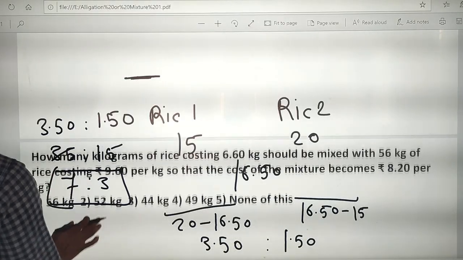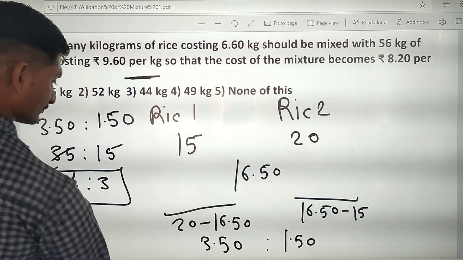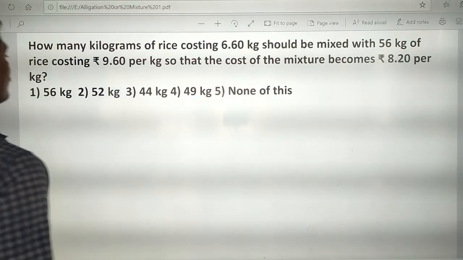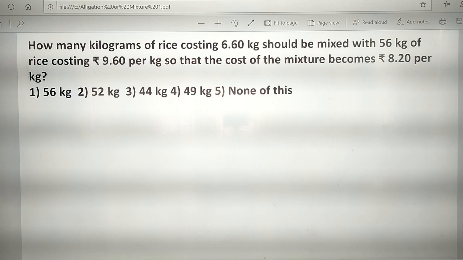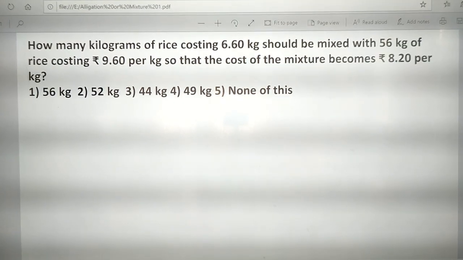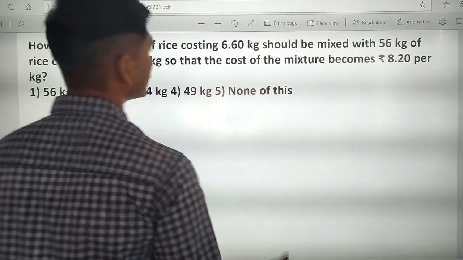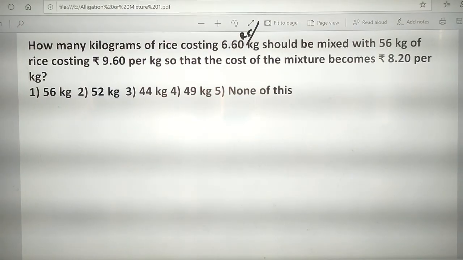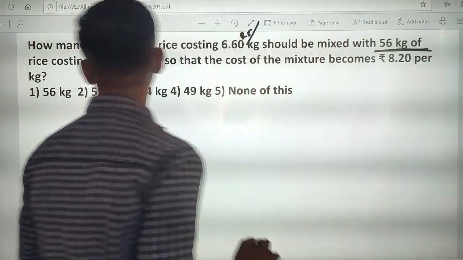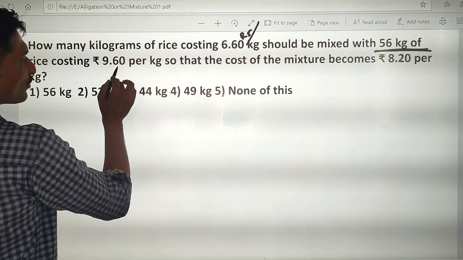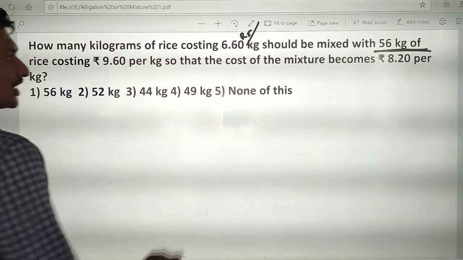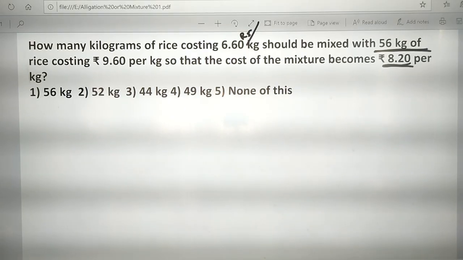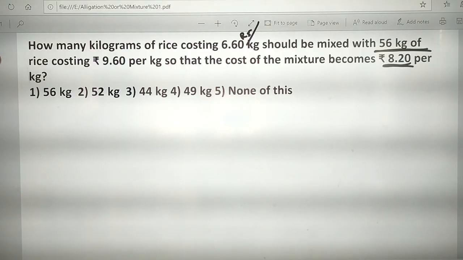Next. How many kilograms of rice costing 6.60 rupees per kg should be mixed with 15 kg of rice costing 9.60 rupees per kg, so that the cost of the mixture becomes 8.20 per kg?